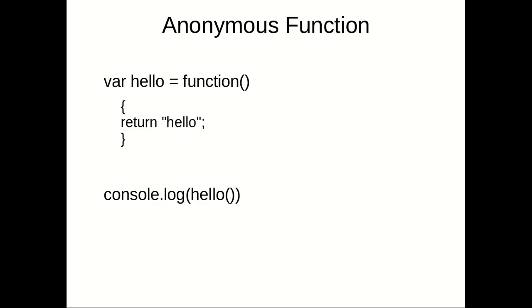Now, what are anonymous functions? They are functions which don't have any name. Normally we make a function like function hello, and give it the name hello. When a function doesn't have any name, this kind of function is called an anonymous function. Here you can see that hello saves the anonymous function, and we can call hello with the parenthesis brackets.